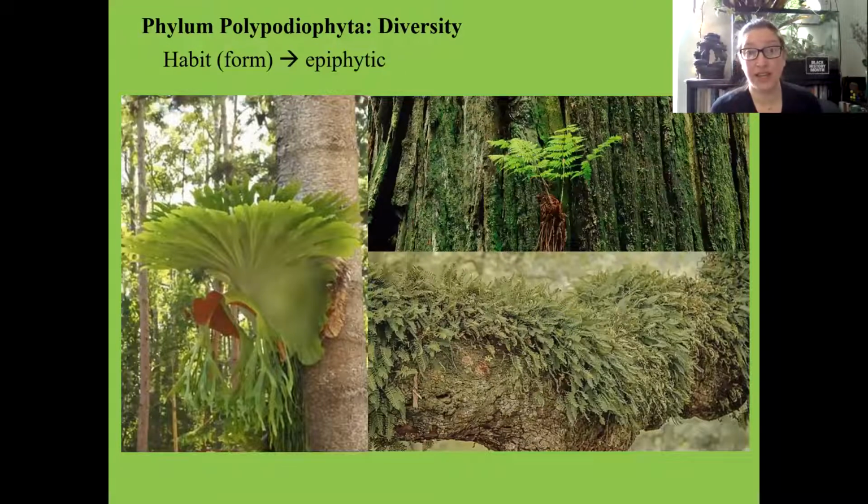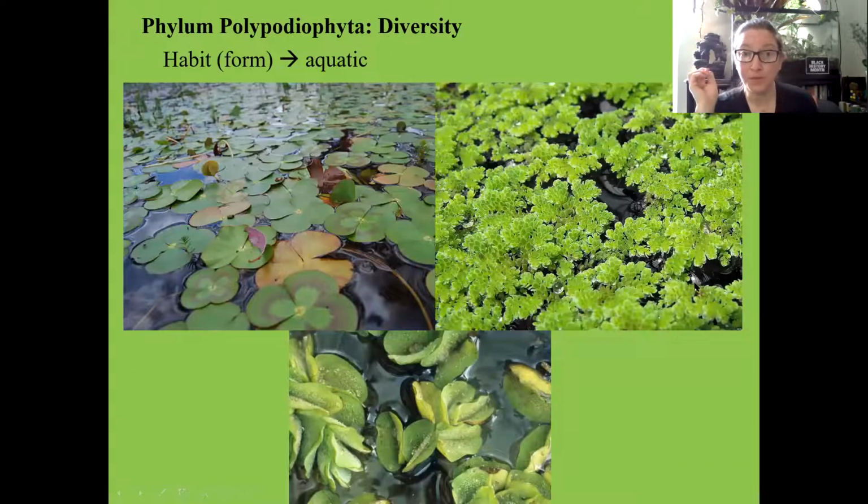Also a lot of diversity in form, or what we can say habit. Habit means form. So some fern species are epiphytic, meaning they grow as epiphytes on other trees and other plants. We've come across that term a lot before. Some ferns are aquatic in that they grow in water, either submerged in the water or emergent or coming out or even floating on the water.